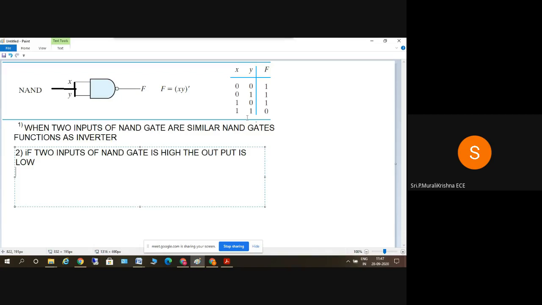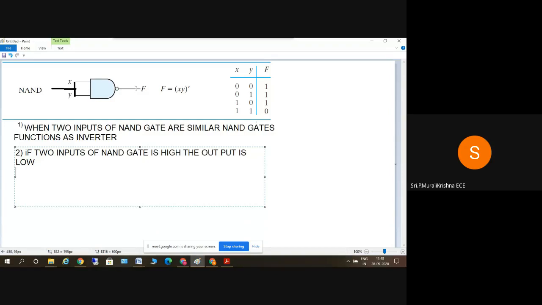Actually, we can implement any kind of gates using the NAND gates. So that we can see later, how to implement other kinds of gates. Here we have seen the inversion; when the two inputs are tied together, this NAND gate functions as an inverter. So if I connect this to another inverter, it will function as an AND gate.